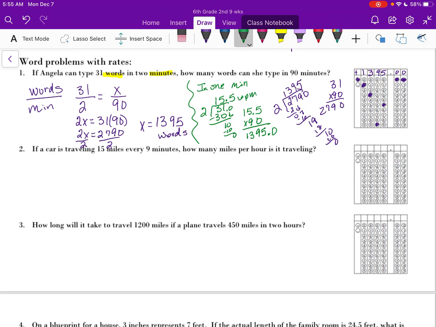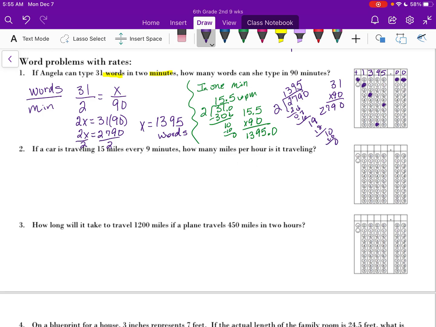All right, it says, if a car is traveling 15 miles every 9 minutes, how many miles per hour is it traveling? Okay, so this one is different from number 1 because it tells us that it's traveling 15 miles every 9 minutes, but then it asks us for miles per hour.